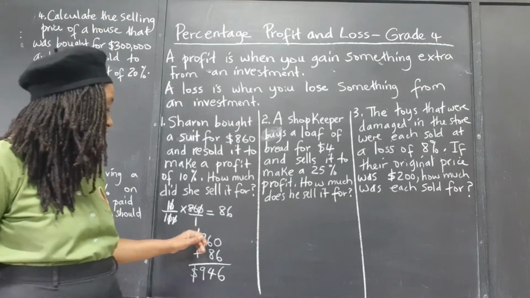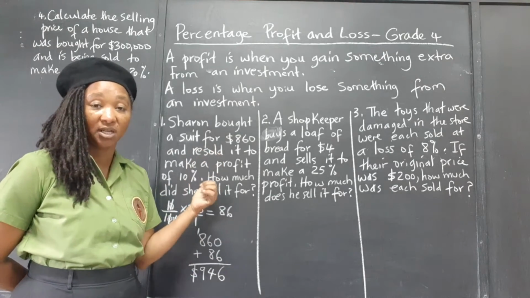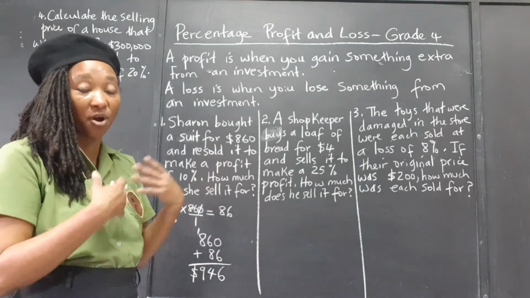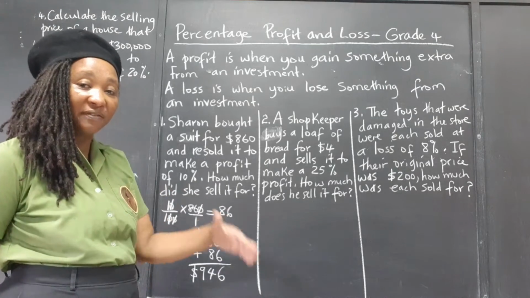Because remember, the $860 out of this came from her money that she bought the suit for. So that's not part of her profit. She paid that for the suit with her money. So she's making back her money that she invested.